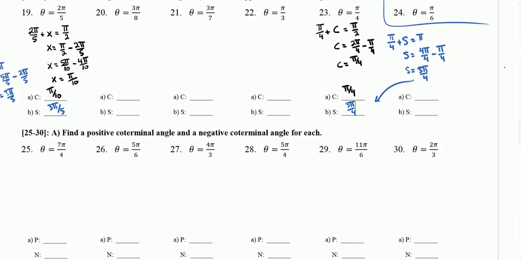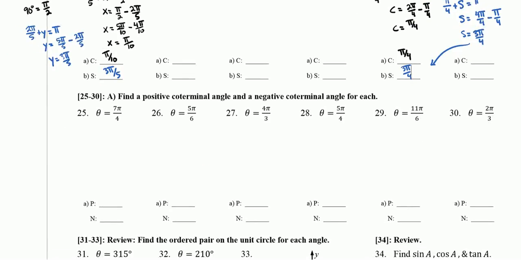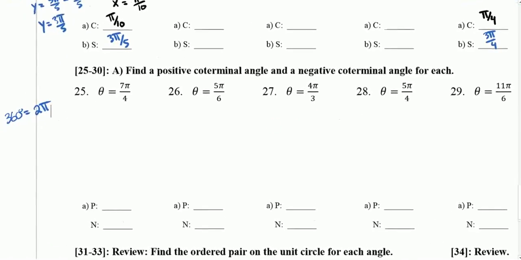For 25 to 30, we're to find a positive coterminal angle and a negative coterminal angle. We did this, I think, in the second worksheet, if I remember correctly, and what we did with working with degrees is we would add or subtract 360 degrees. Well, if pi is 180 degrees, then 360 degrees would be the same as 2 pi. And so we're just going to either add or subtract 2 pi, and we'll end up with a coterminal angle.